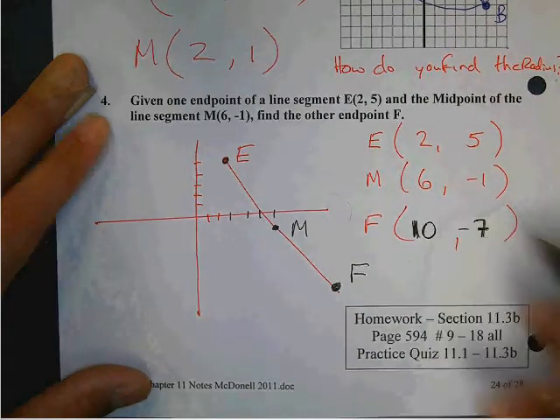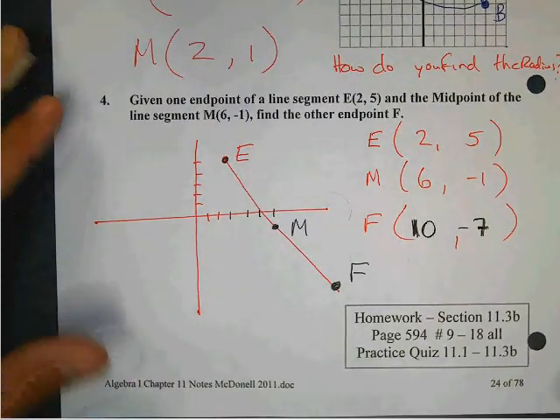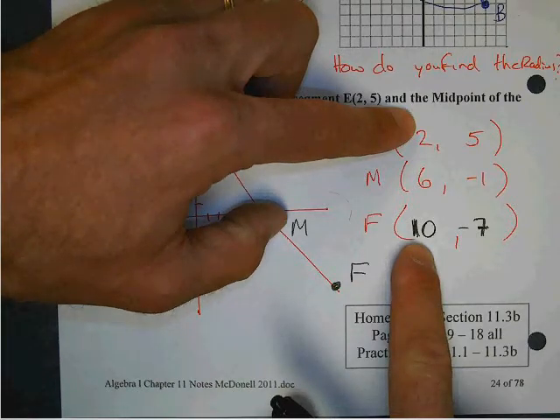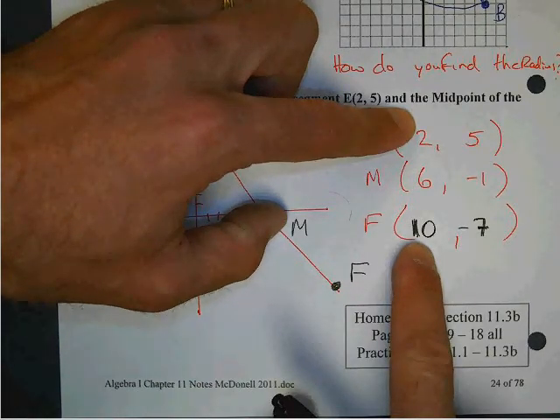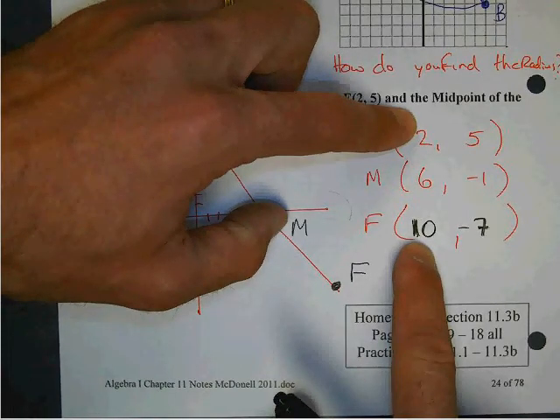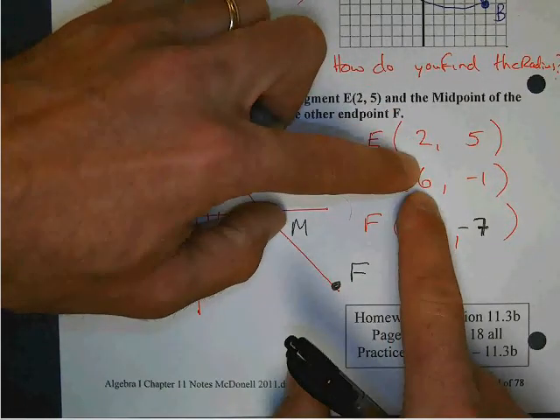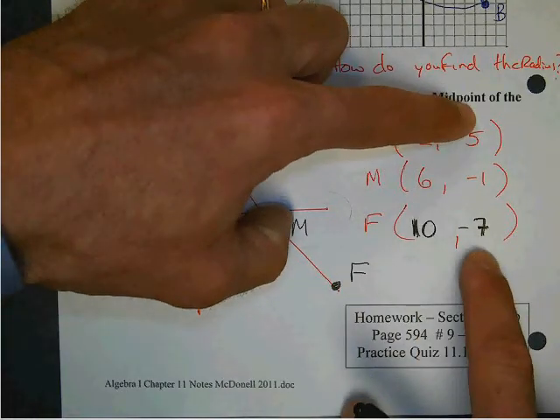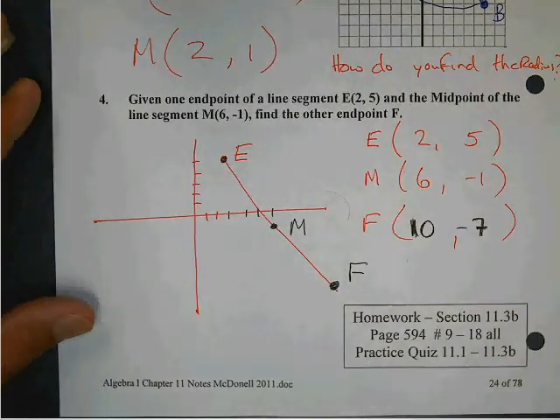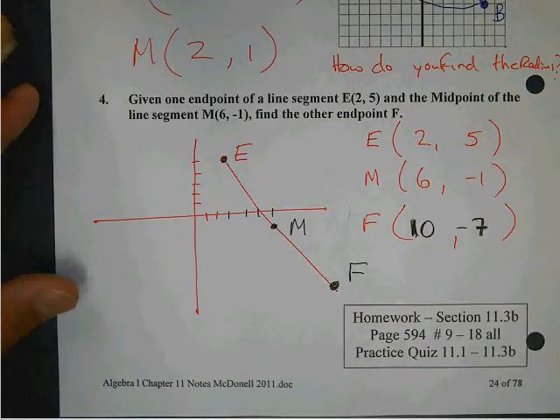How would you check these? Let's add them. What's 2 plus 6? 8. What's 2 plus 10? 12. 12 divided by 2? 6. What's 5 plus -7? -2 divided by 2? So does the midpoint idea still work? Yeah. What just happened?